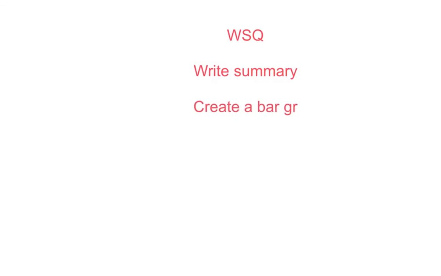Okay, so for tonight's WSQ. Oh, spell check. Be careful of that. All right, so as usual, I want you to write your summary. And I also want you to think about some information or some data that you can use in a circle graph and a bar graph. And I want you to create me one of each graph. So you're going to create a bar graph and a circle graph.